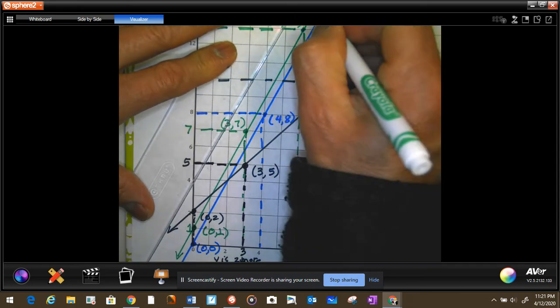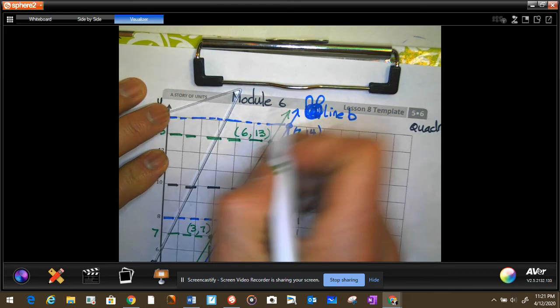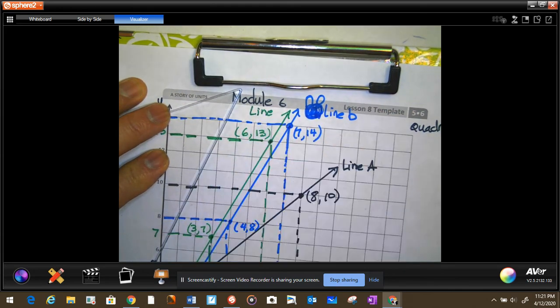Let's label this line. It's going to be line C.